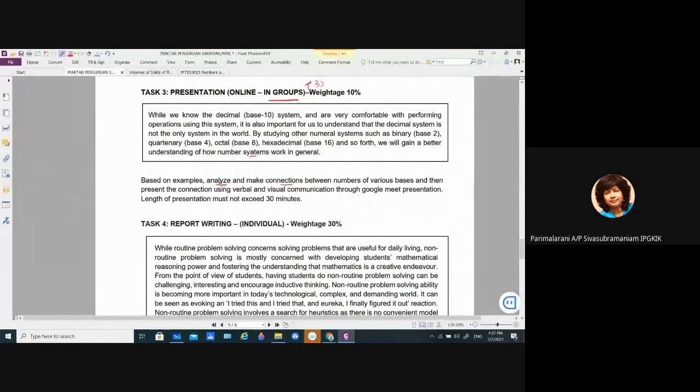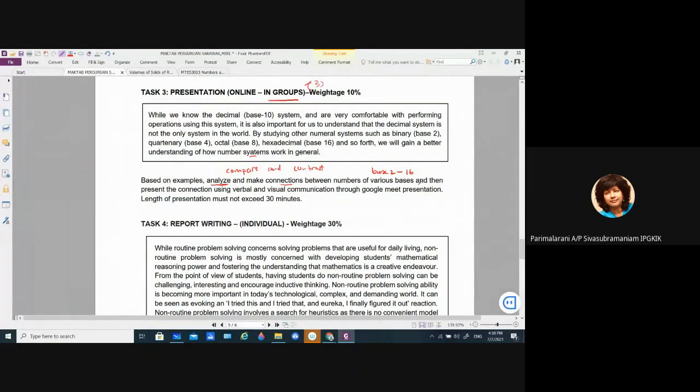Okay, what do we mean by analyze? Analyze means you want to compare and contrast. Okay, you want to compare and contrast between numbers of various bases. In this topic, you have learned base 2 up to base 16. So you have to limit your coursework to base 2 up to base 16 only. Okay, no need for any other bases, only 2 to 16. So all your examples that you give, use base 2 up to 16.